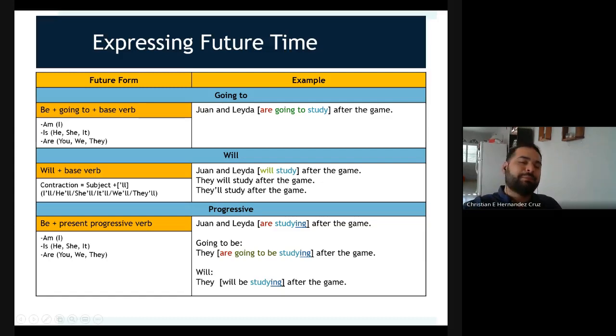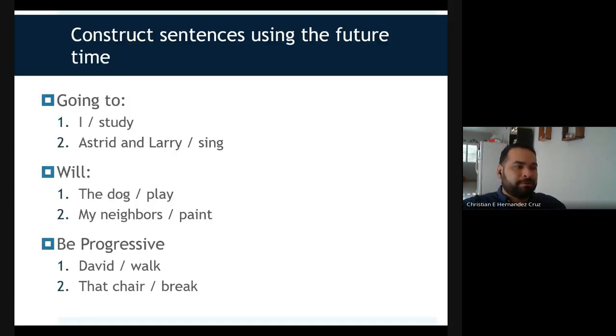So basically, the whole point of this is to show that there are very different ways to express the future tense. These first two are simple. And in the progressive form, we have a basic form, and then we also have modifications to the going to and will forms. Now, let's do a little bit of practice because I realize that is a lot of information there.